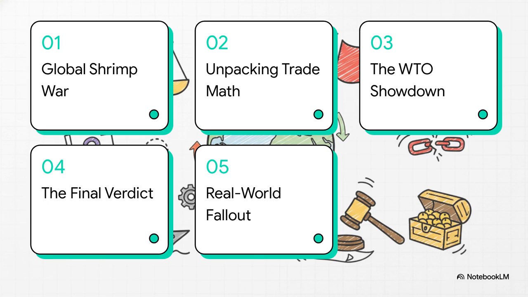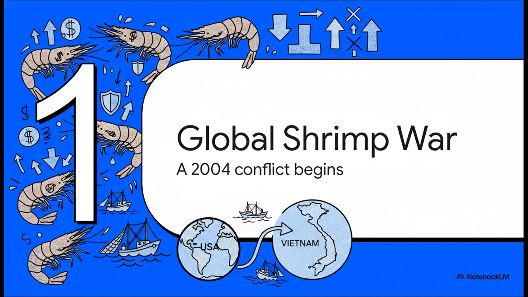Our roadmap for today covers the global shrimp war, unpacking the trade math, the WTO showdown, the final verdict, and finally, the real-world trade fallout. Section 1. The Global Shrimp War.